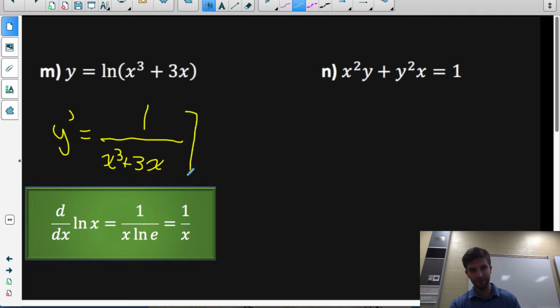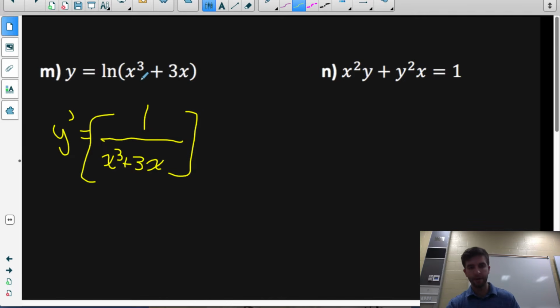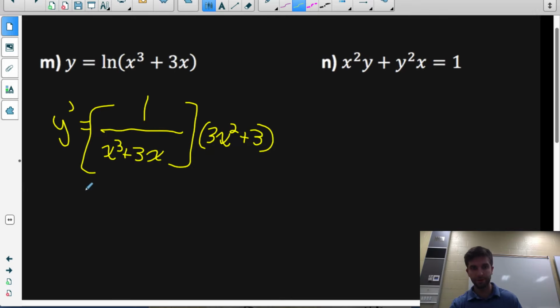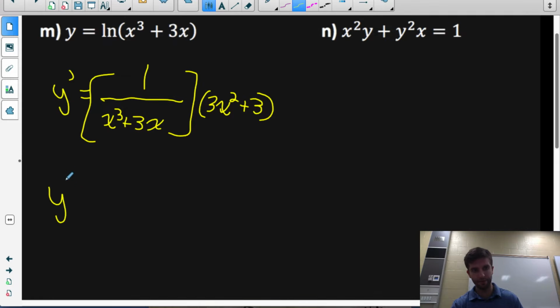So this is just the derivative. But then I have to multiply this by the derivative of the argument, right? I have to use chain rule because the argument of the original ln is a function I can differentiate as well. So I need to multiply this by 3x squared plus 3. And that could just move into the numerator. Y prime equals. Part n.